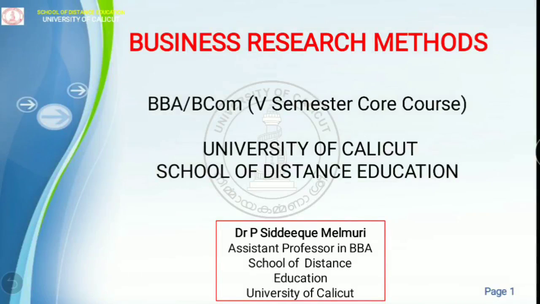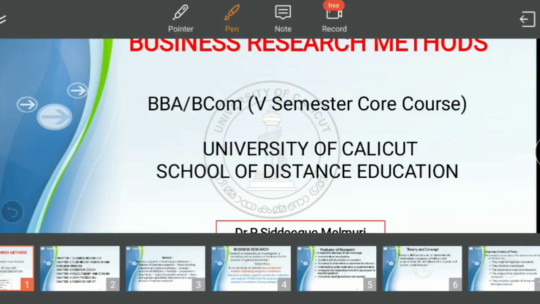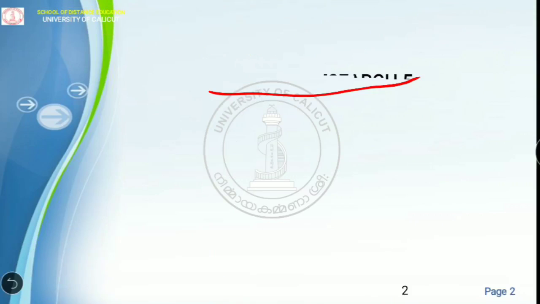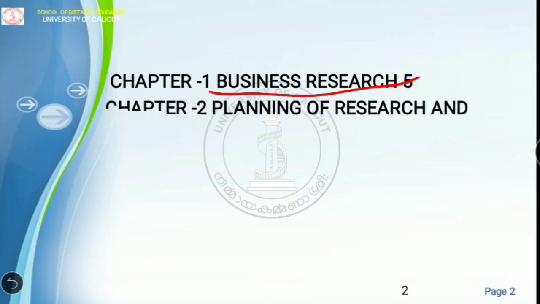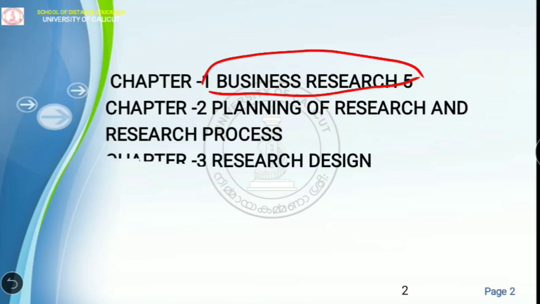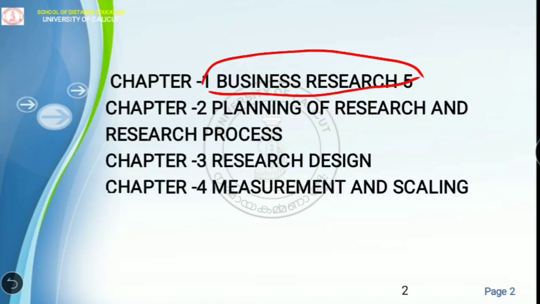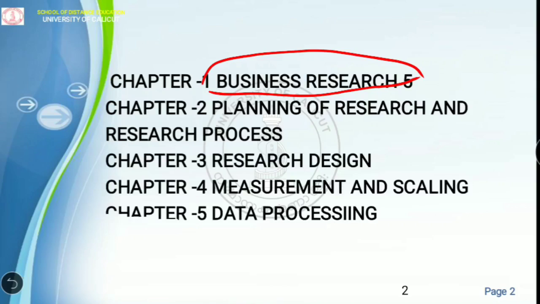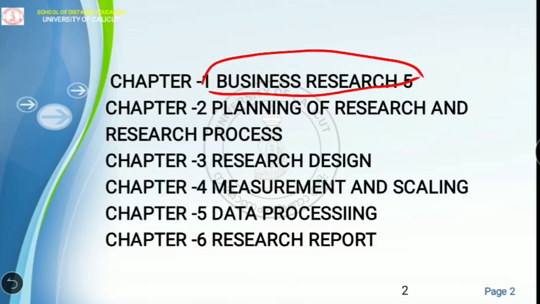In this paper, we are discussing business research methods for the BBA and BCom 5th semester students. In this subject, you have to go through 6 chapters. The first chapter includes business research introduction, then planning of research and research process. Third chapter, research design. Fourth is measurement and scaling, and data processing and report preparation or research report.